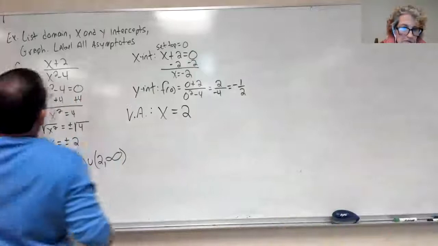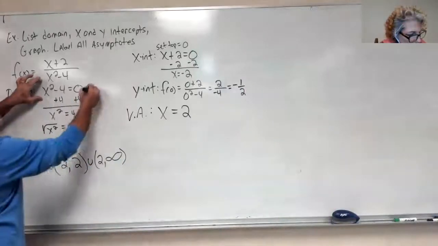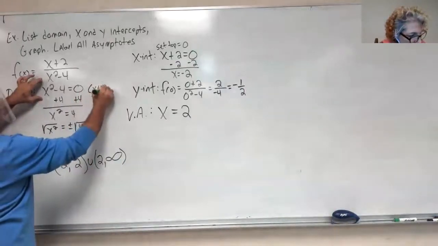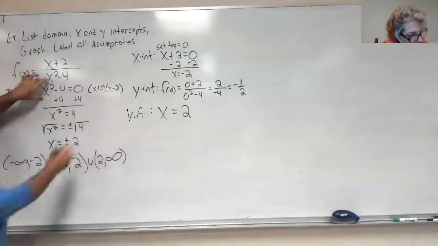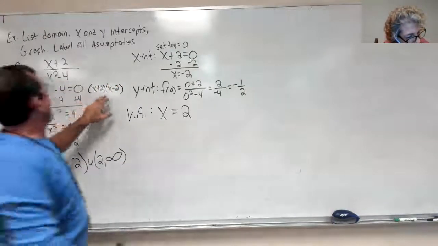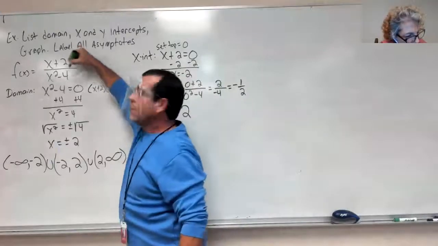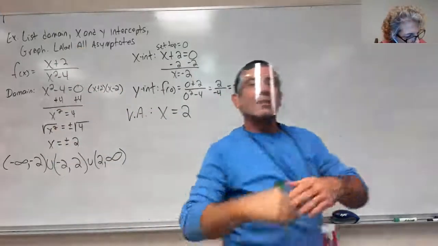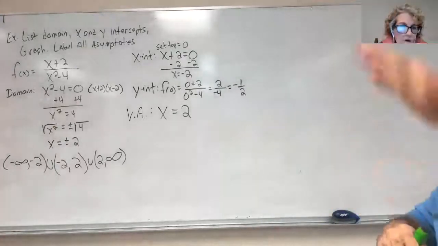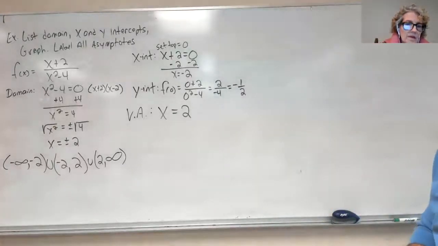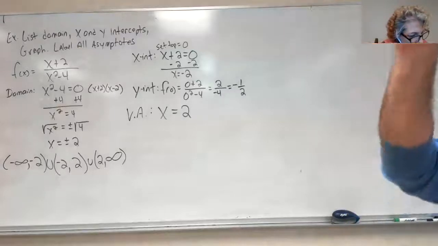So let me show you. That's one reason when you might want to factor this so you get this. And if you factor it like that, you can tell right here that factor is going to cancel with that factor. So since they cancel, you're canceling out one of your asymptotes, and at that point it'll have a hole.